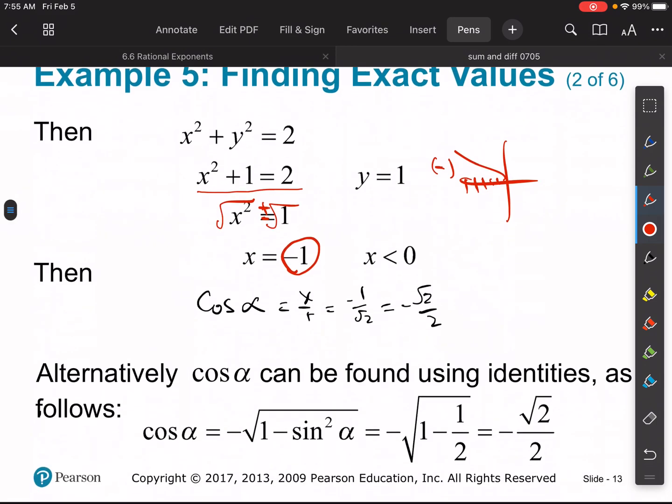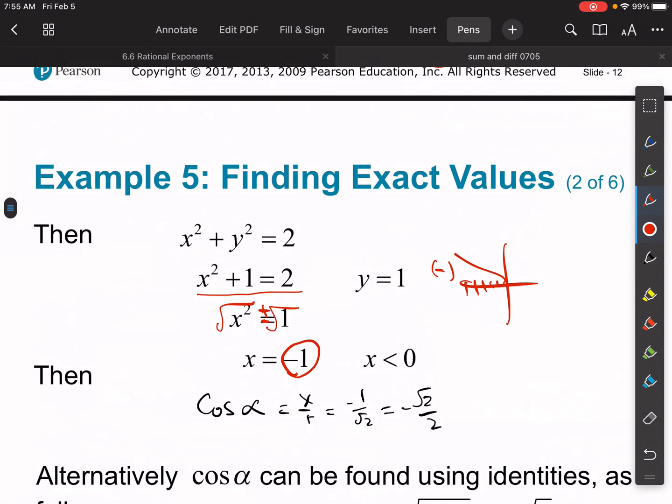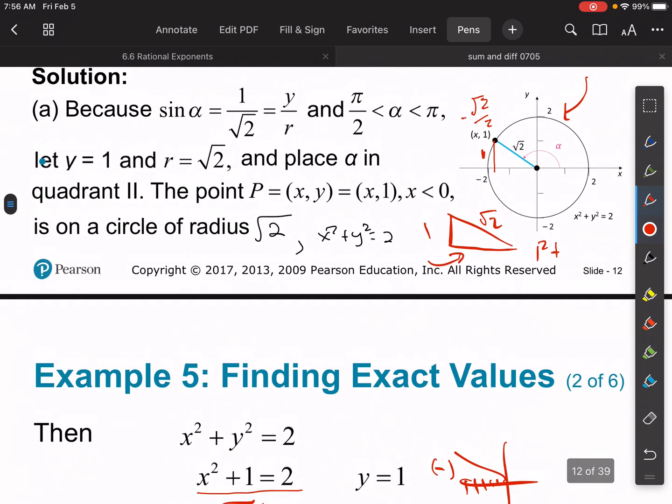So I'm going to use negative 1. Okay, so now I can use the cosine definition, and I can say, okay, that's the same thing as negative 1 over root 2, which comes out to negative square root of 2 over 2. Okay, so it's basically just using the Pythagorean identity to come up with this stuff.